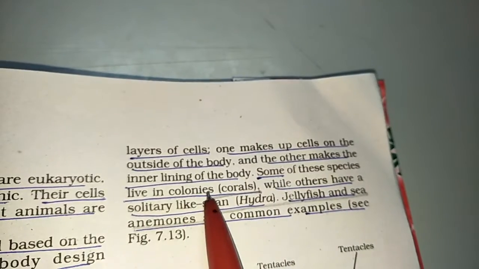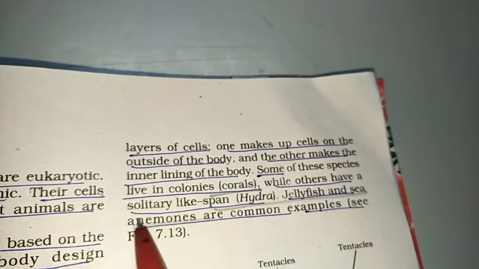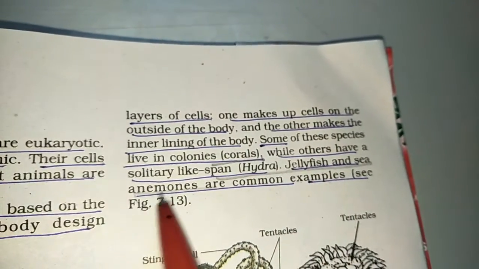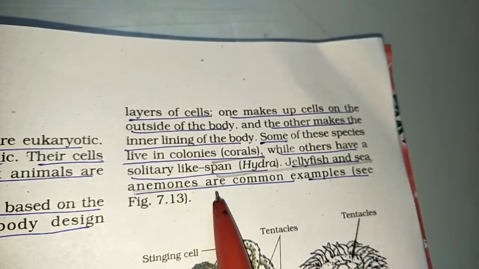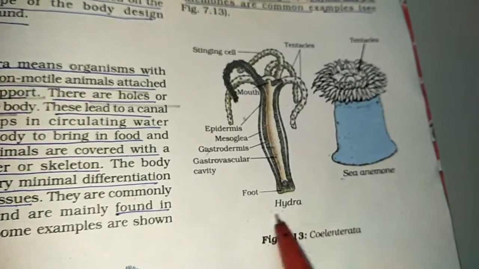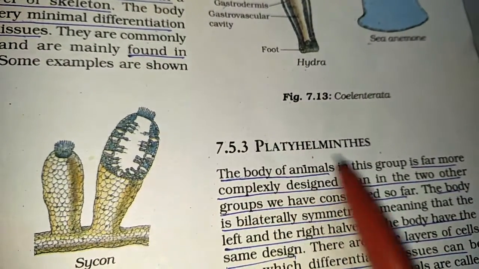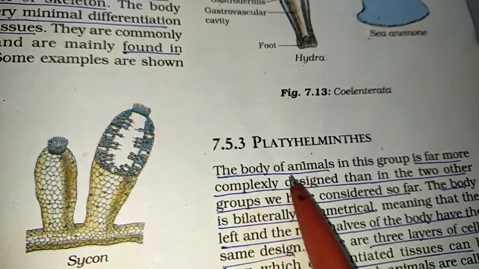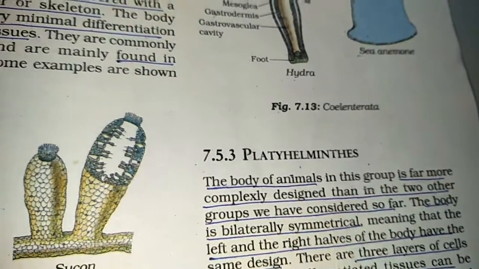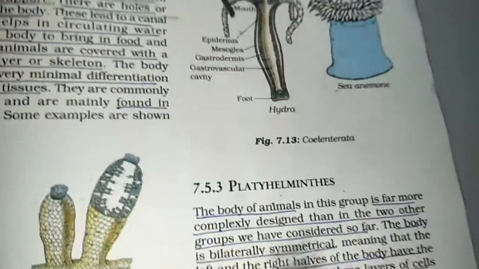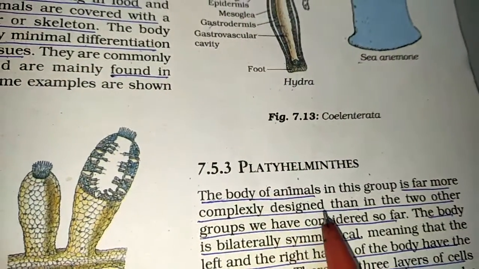Now some of these species live in colonies like corals, while others live solitary, single, like Hydra, jellyfish and sea anemone. So these are the examples of coelenterates, out of which two are shown here, Hydra and sea anemone. Now we go to the next class of animals, that is Platyhelminthes. Now in Platyhelminthes, the body of animals of this group is far more complex than coelenterates. It's a bit more complex. So as we go on studying higher and higher, the complexity increases.